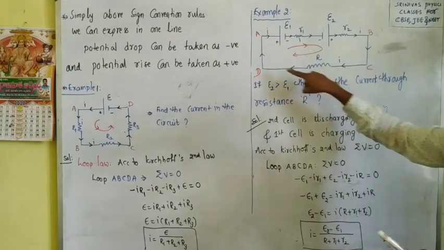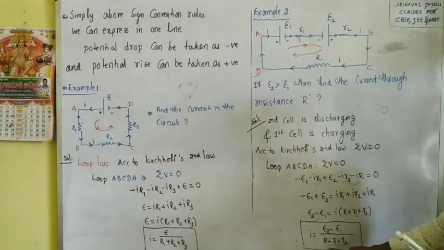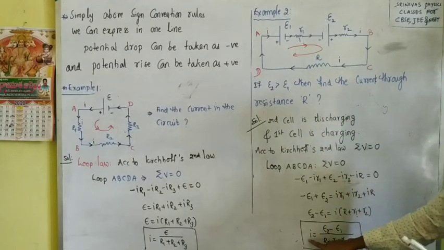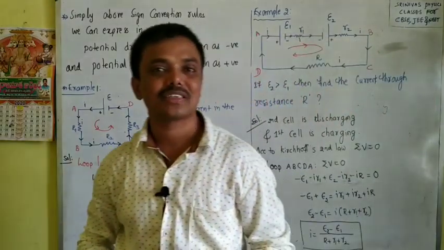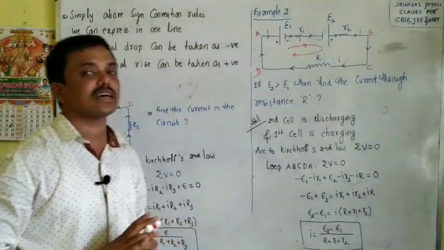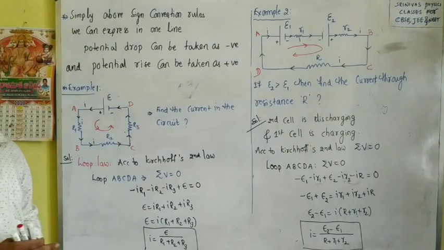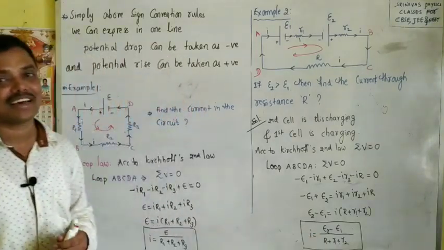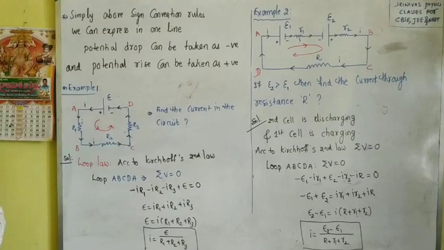That means all are in series: R1, R2, capital R. The effective resistance is capital R plus R1 plus R2, because in series combination we have to add. That means the current is equal to effective EMF by effective resistance. Directly also we can write the formula. Effective EMF is E2 minus E1 because the two cells are connected wrongly, right? And wrongly connected series, I gave in the note. And effective resistance in the series combination is capital R plus R1 plus R2. This is how to apply Kirchhoff's second law.